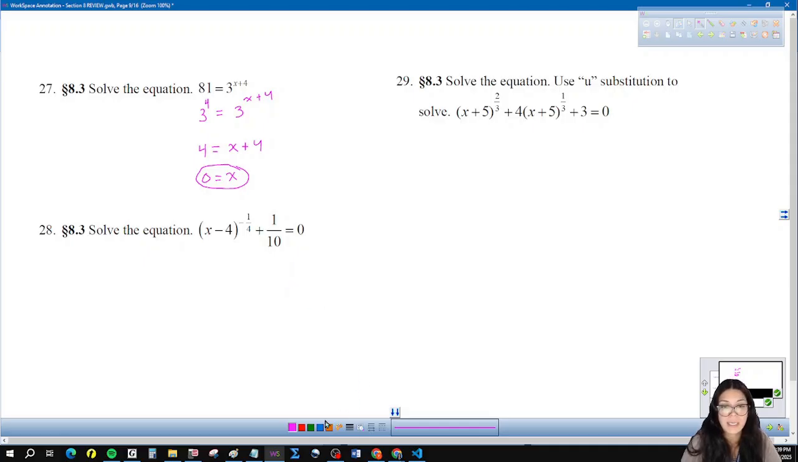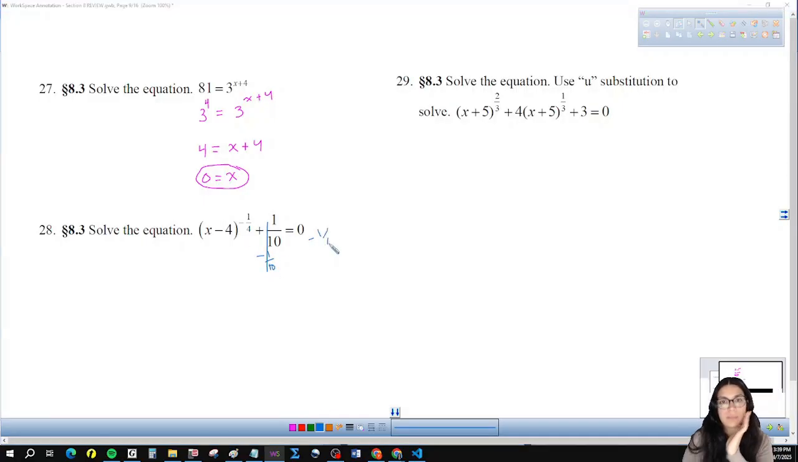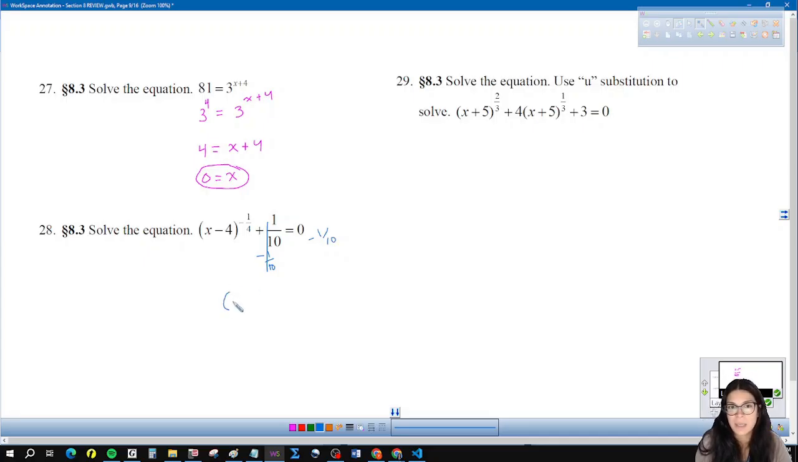Okay, for number 28, we have here the radical term. I want to go ahead and get that by itself. So I'm going to subtract 1/10 on both sides. That way I get the one with the radical, which is written as a fraction exponent, by itself. 0 minus 1/10 would just be negative 1/10.